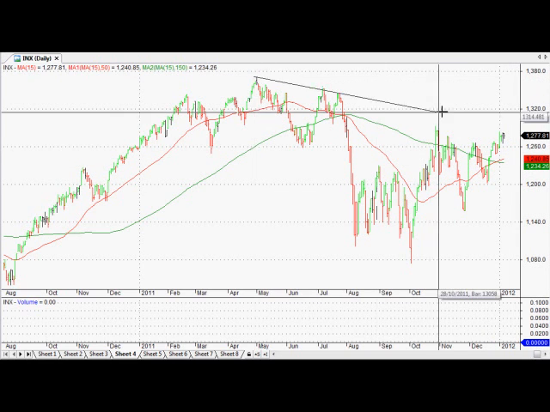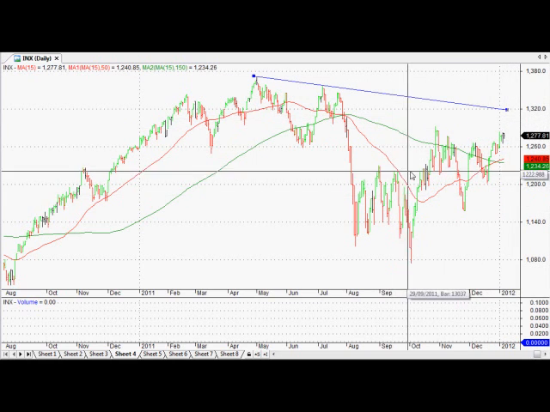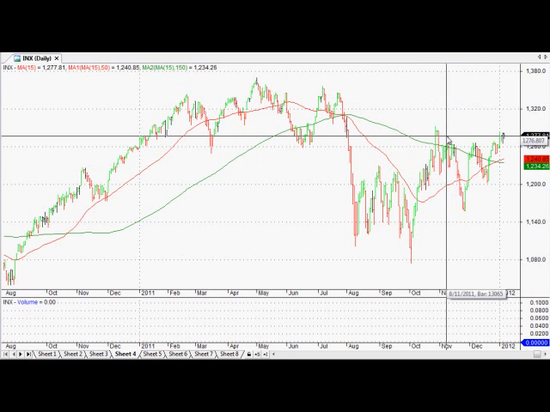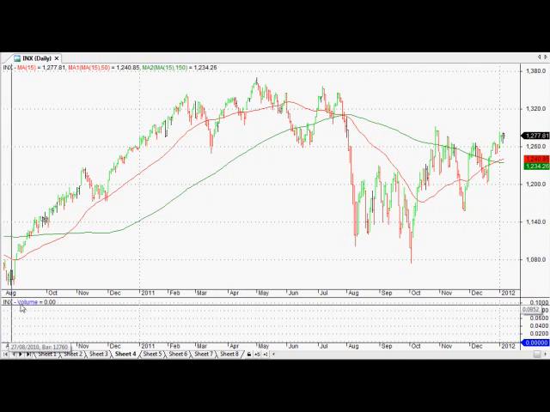We've got resistance in the future. Look at this trend line here at 1320. So be very wary about 1320 on the S&P 500.